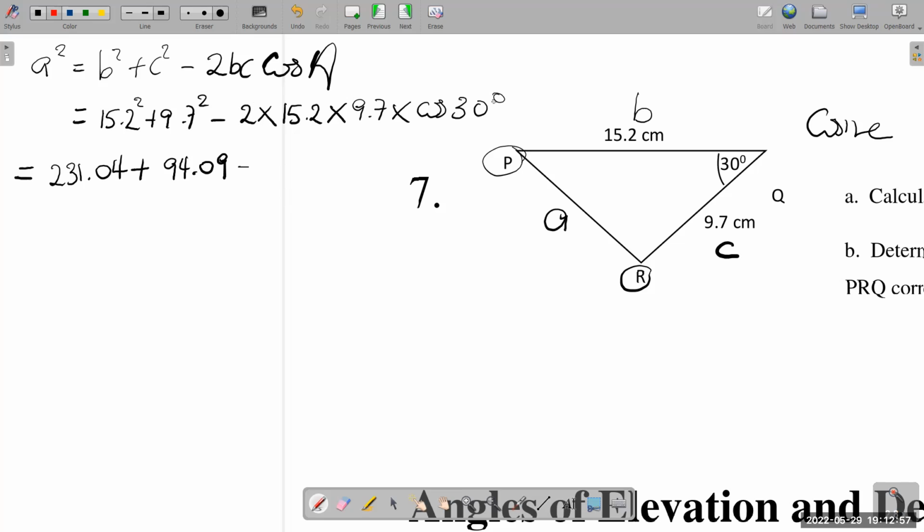This is really four things you're multiplying. You're multiplying 2 times this first, and then you find out what the value of cos 30 is. Everybody with me? So somebody multiply 2 times 15.2 times 9.7. What do we get?